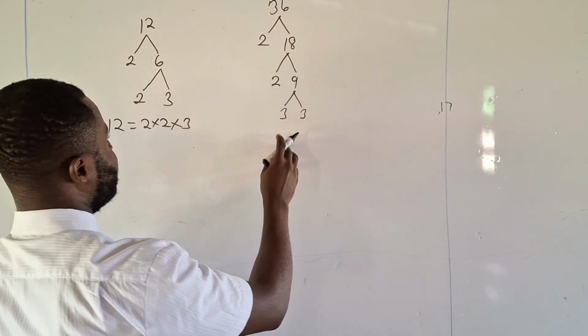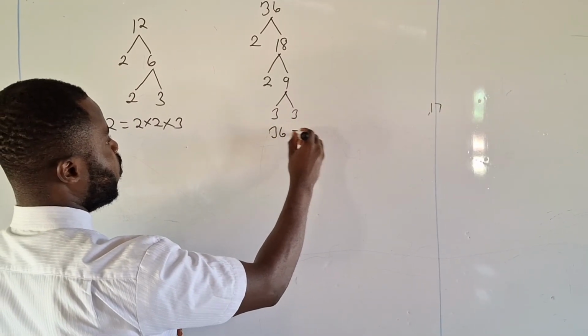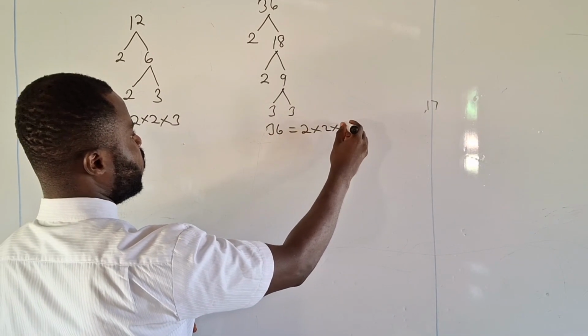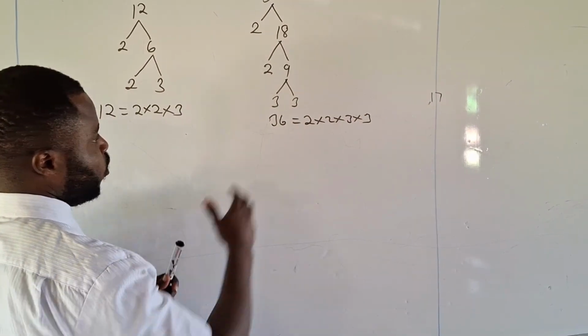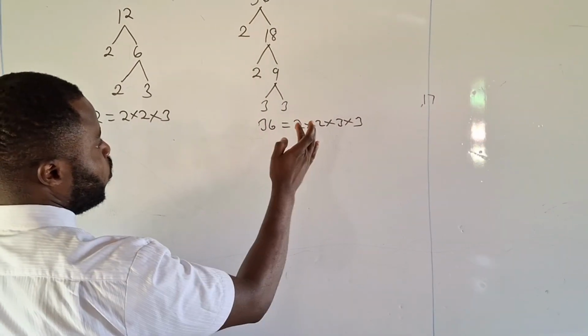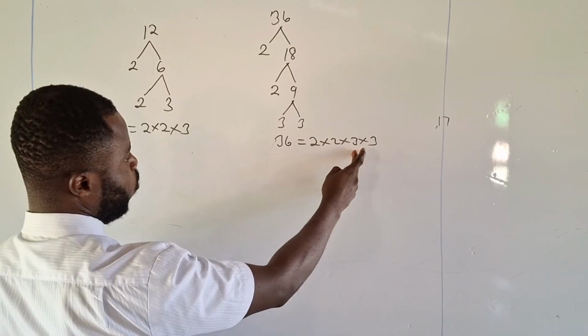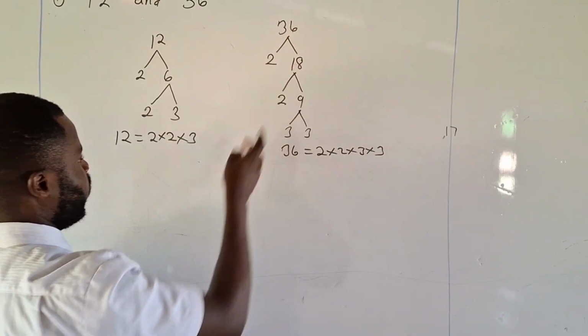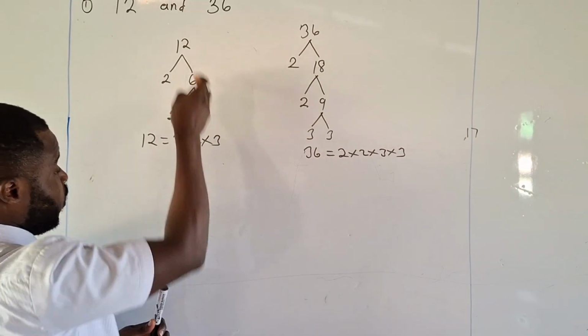Now with the 36, we have 2 times 2 times 3 times 3. When you finish and you multiply the numbers, you see that you get 36. 2 times 2 is 4. 4 times 3 is 12. 12 times 3 is 36. And for 12, 2 times 2 is 4, 4 times 3 is 12.